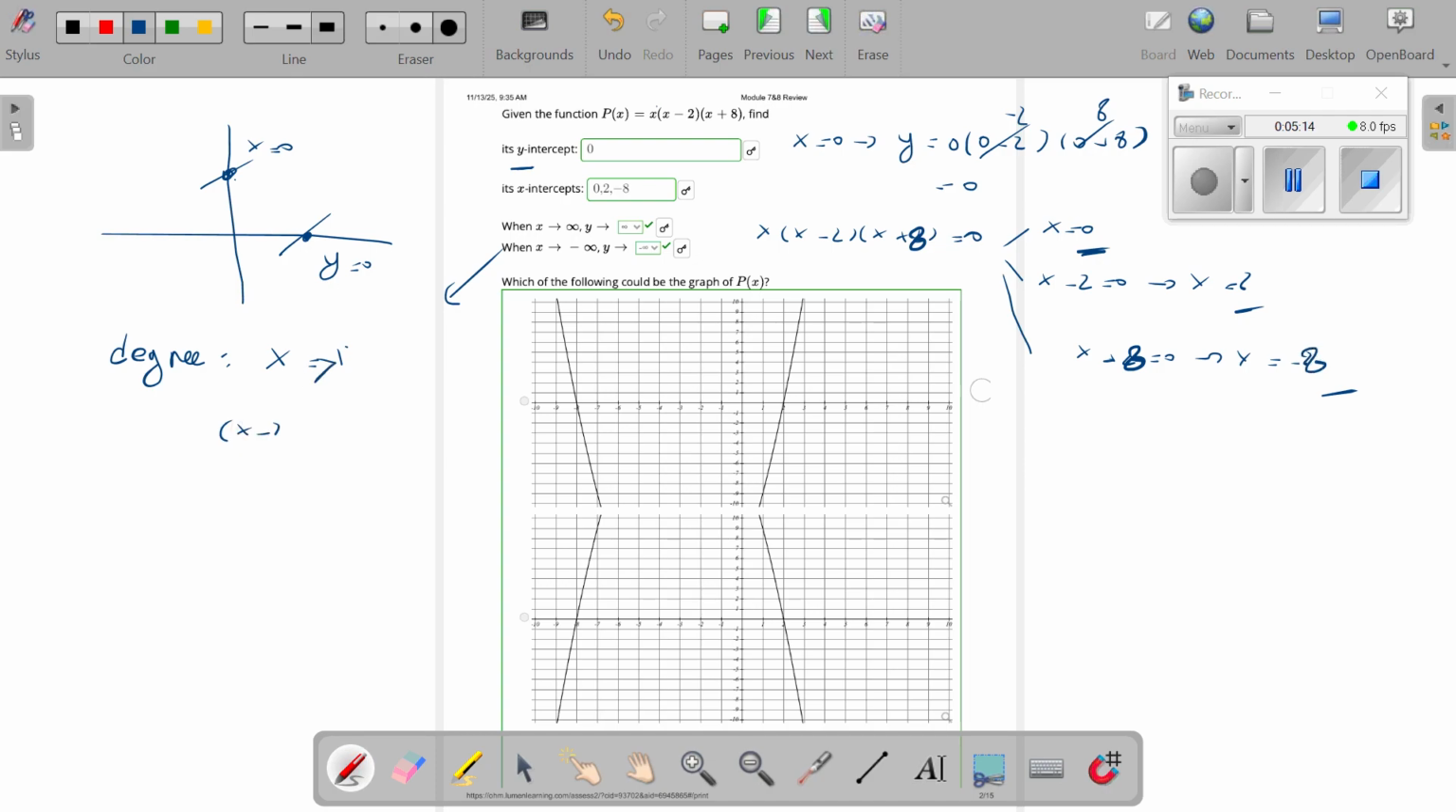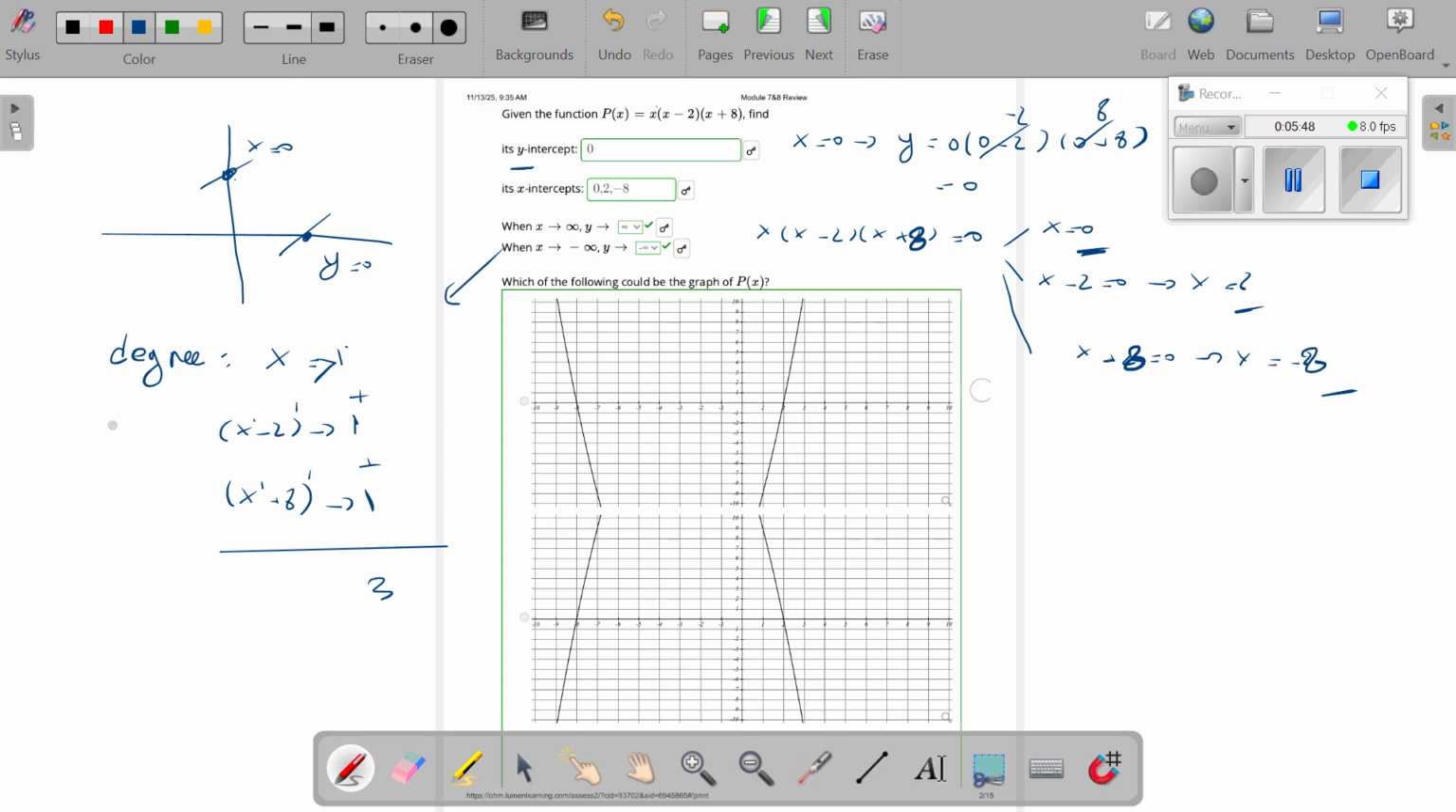Degree of x minus 2 is also 1 because degree of x is 1, degree of the whole factor is also 1, and 1 to the power 1 is 1. And degree of the next one, x plus 8, is also 1 because degree of x is 1, degree of the factor is also 1, and 1 to the power 1 is 1. Now the whole degree will be, you're going to add them all together. It's going to be 1 plus 1 plus 1, which is 3.